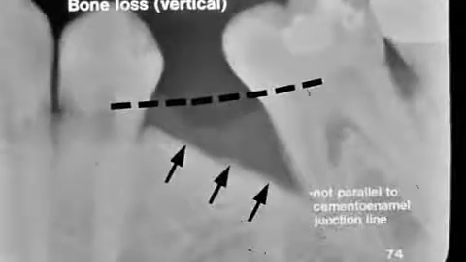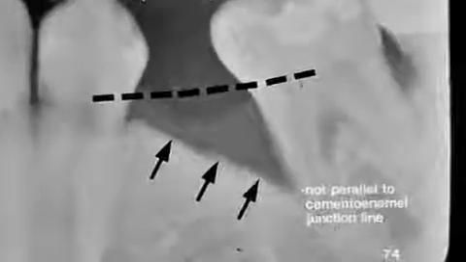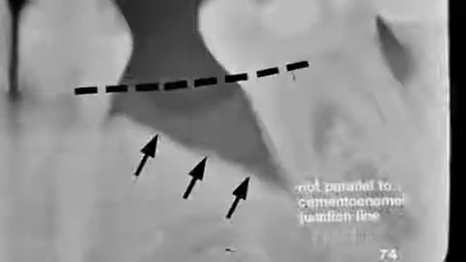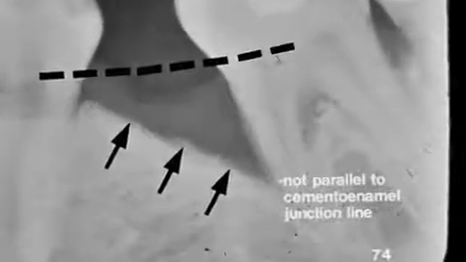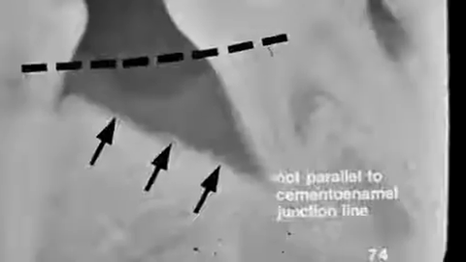The dotted line represents the benchmarked CEJ. Notice that the arrows point to the bone, and it is not parallel with the benchmark CEJ, it is at an angle. We call this vertical or angular bone loss. Although the arrow points to an overhanging amalgam restoration, notice that the alveolar crestal bone has been destroyed. This is known as horizontal bone loss, documented as loss of crestal lamina dura, or crestal bone loss, or loss of alveolar crest.